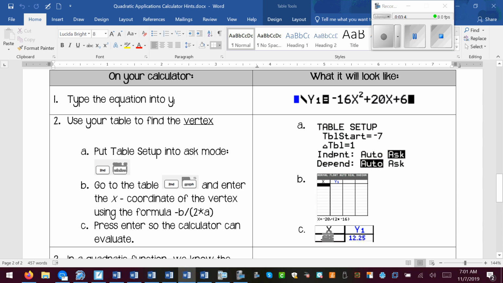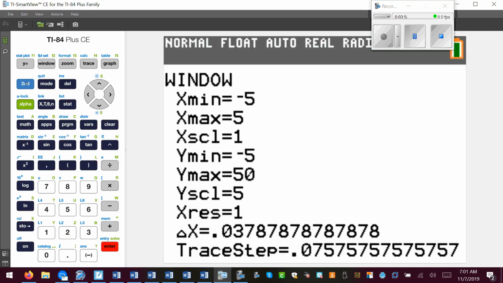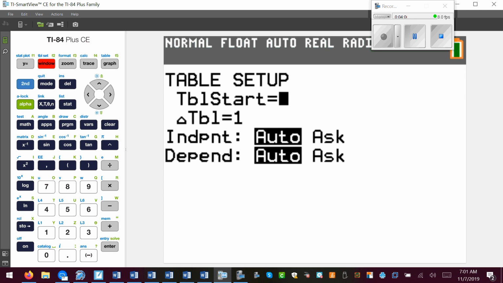it actually shows you how to mathematically find a good window. So step number 1 is type the equation into y1. We already did that. Step 2 says use your table to find the vertex. So what I want to do first, it says put the table setup into ask mode. And in order to do that, I'm going to type second and then window. And I get this screen right here. I want to be able to enter the x value myself.